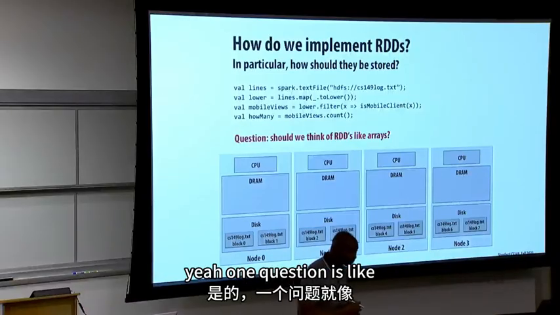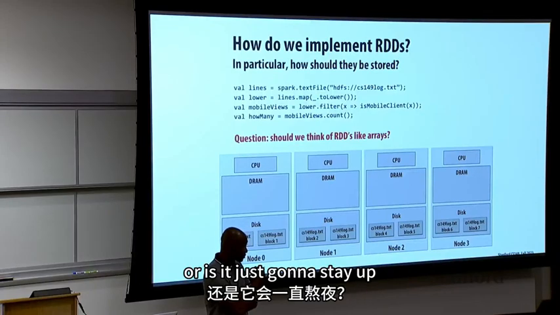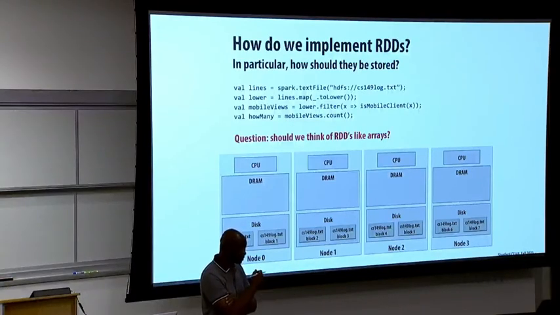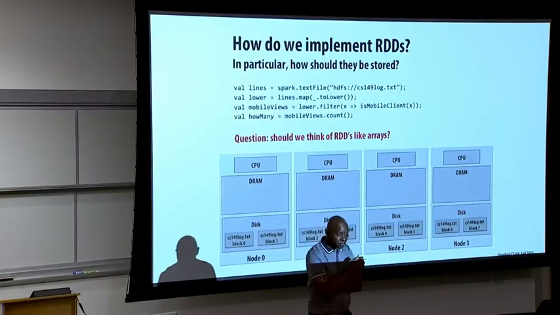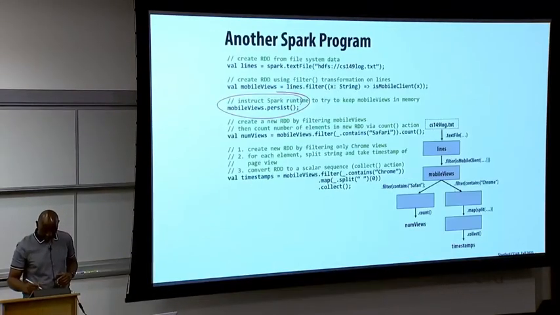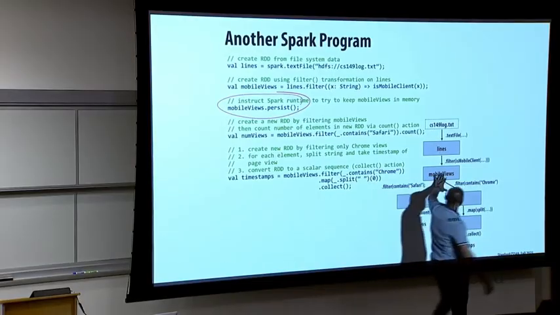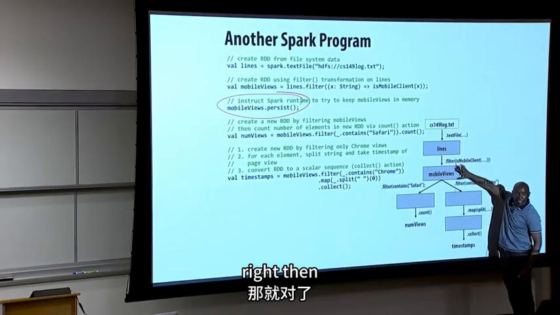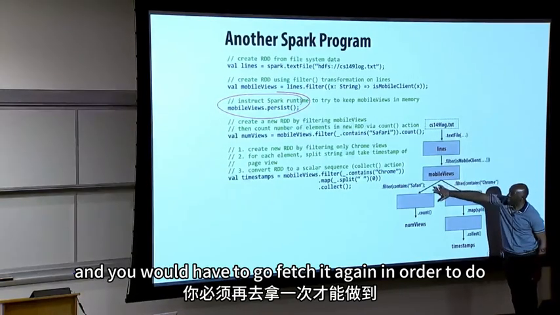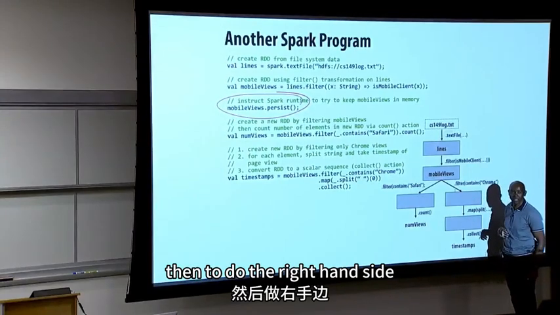Yeah. One question is, if you don't say persist and you ask for it again, isn't that a recompute? Or is it going to stay on storage? Yeah, it'll probably save it to storage and reload it. So it will be inefficient, right? In the case of the example that we showed here, if you didn't persist mobile views, then mobile views would get written to the file system, and let's suppose you did the left-hand side first, then to do the right-hand side, you'd have to fetch it again.